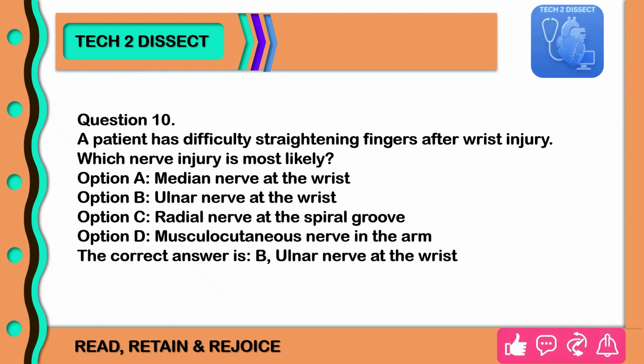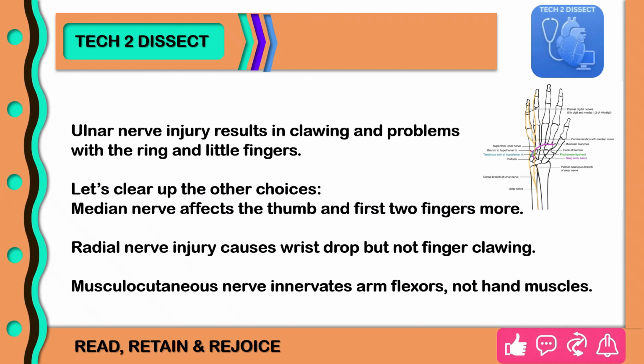Ulnar nerve injury results in clawing and problems with the ring and little fingers. Let's clear up the other choices. Median nerve affects the thumb and first two fingers more. Radial nerve injury causes wrist drop, but not finger clawing. Musculocutaneous nerve innervates arm flexors, not hand muscles.